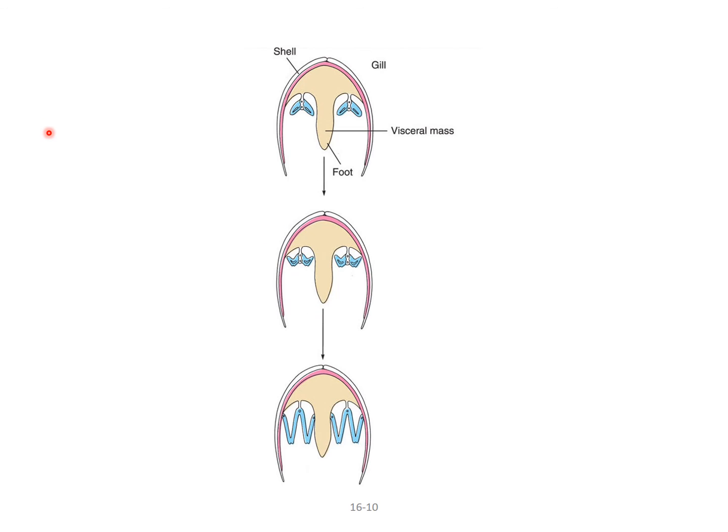So this is a diagram looking at the development of the gills, and I'm more interested in the bottom diagram. This is the two valves. The pinkish area is the mantle. There's the foot, and there are two leaf-like gills on either side of the foot, on the inside of the valves. And you also kind of saw that in the lab when we dissected a clam.